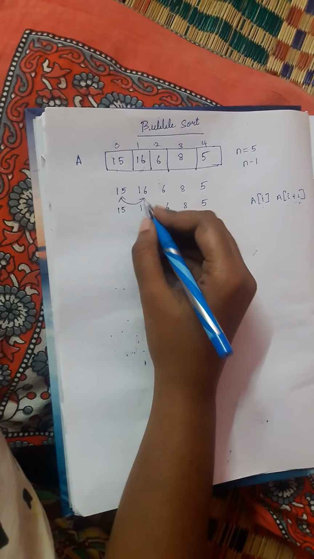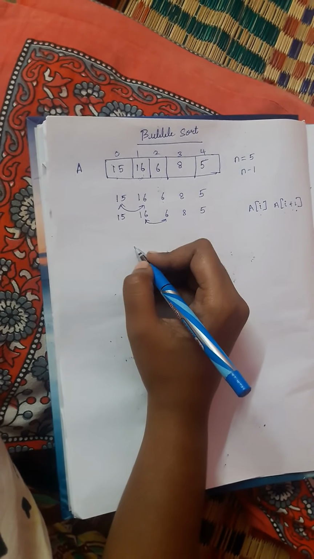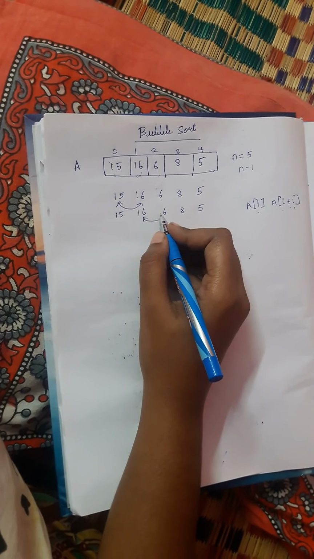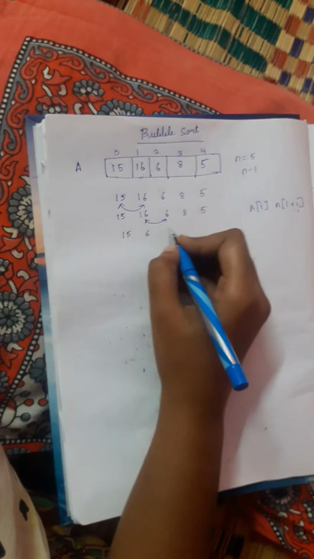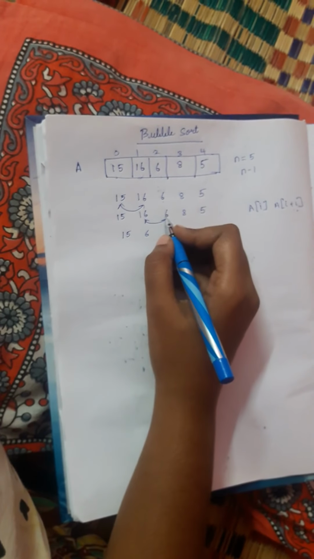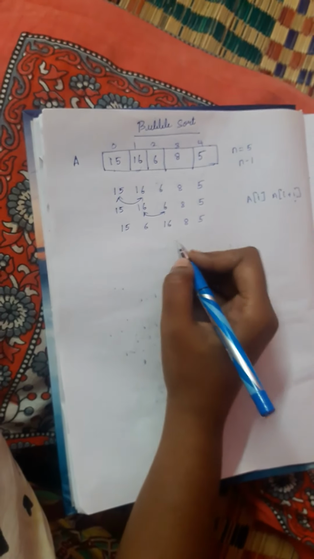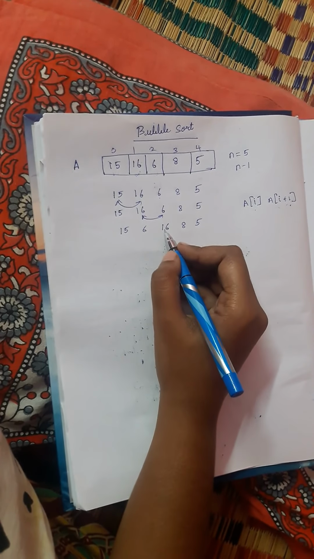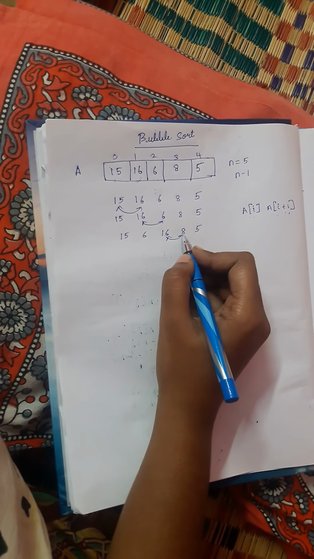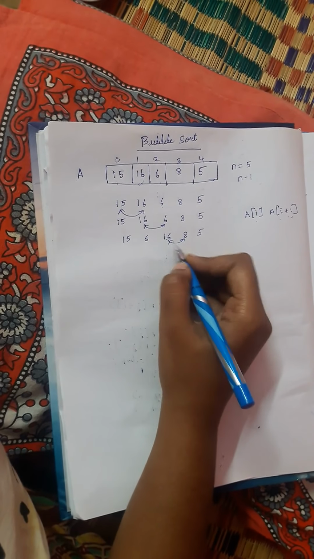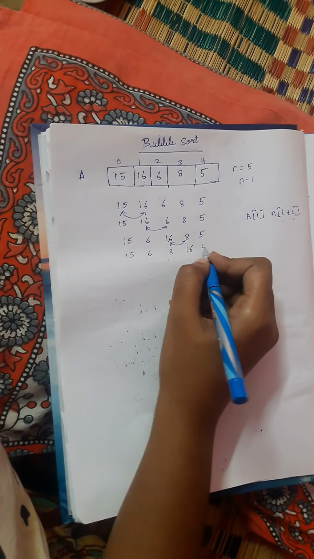Next step, as I said, I have to compare the next two elements. I am going to compare 16 and 6. There is a change in the elements, so I am going to update it and write it here: 15, 6. These two elements are swapped because 6 is smaller than 16, so I swap them and write them in the correct order. Next, again compare the next two elements. I am comparing 16 and 8. Again, 8 is smaller than 16, so I need to swap these two elements. I am writing it as 15, 6, 8, 16 and 5.